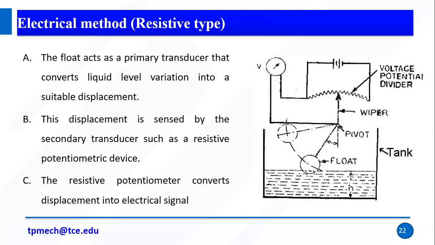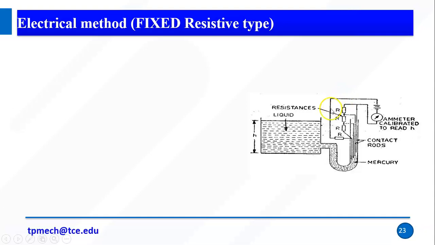So in the previous case, resistance changes. The wiper moves and resistance changes. But here we have a fixed resistive method. Again, this is the construction of the fixed resistive type method. We have a liquid here and that pipe, a new pipe, we have mercury here. So mercury has high density, right? So this is a liquid, this is the mercury. Again, mercury is electrically conductive. It has the electrical conductivity property.